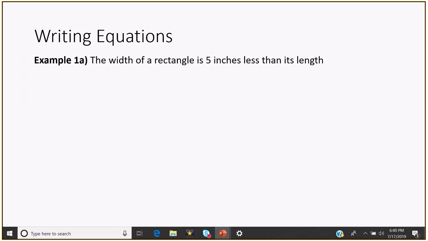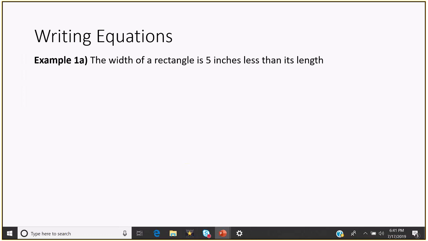Now, writing equations. This is probably the more valuable of the two slides because generally when you're doing a word problem, we are trying to solve for something. We will have an equation we are going to build. And so really the only difference between the last slide and this slide is we have to identify where the equal sign shows up. So the question says the width of a rectangle is 5 inches less than its length.